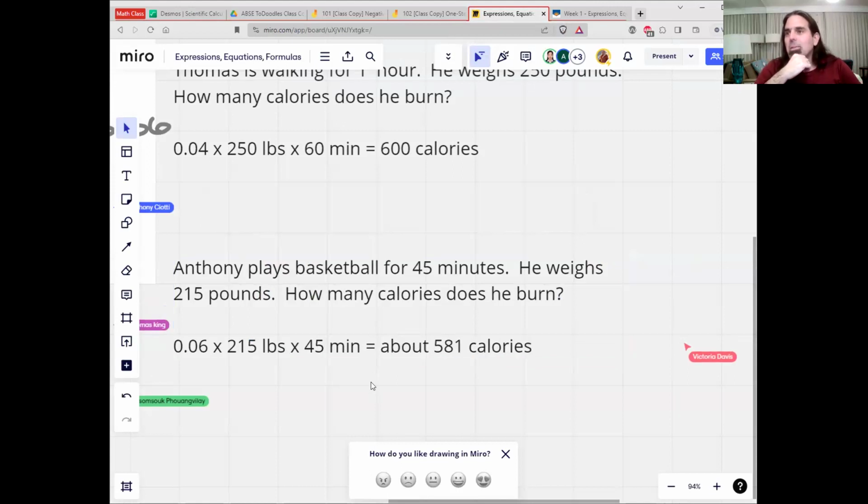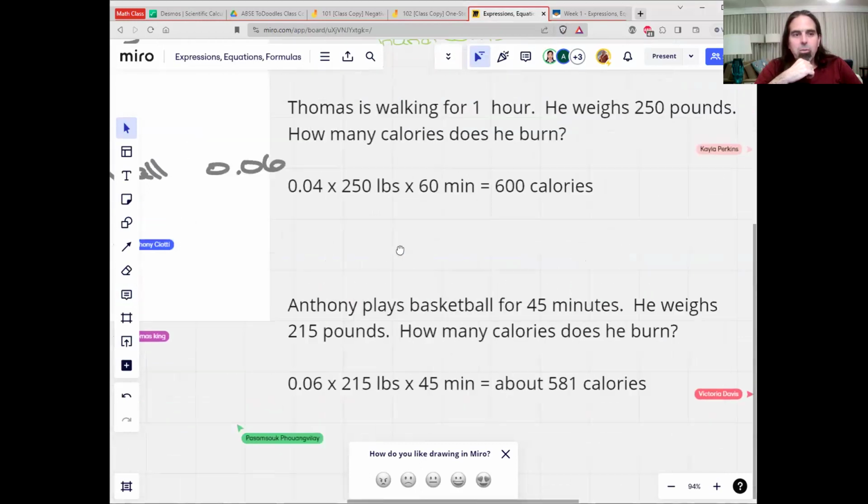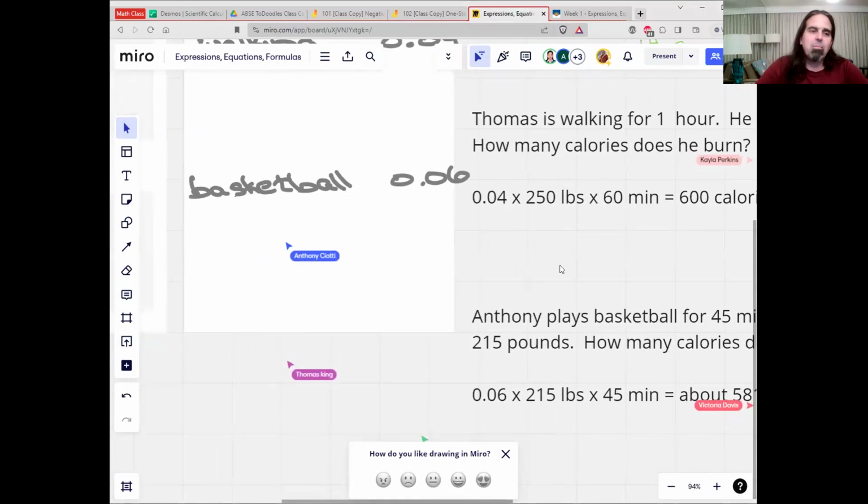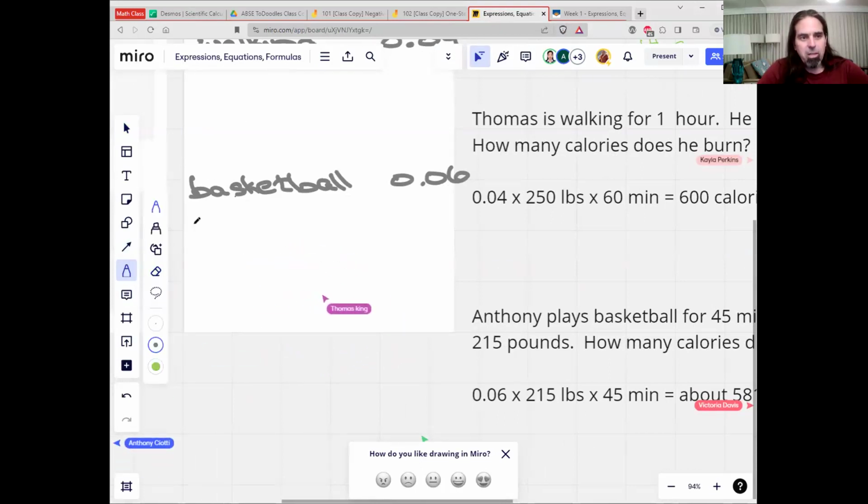Everyone okay so far? Now I'm going to get more tricky. So it's also true that dancing is about 0.06. Again, this isn't quite precise because there's lots of things that we call dancing. Maybe you're very intense, maybe you're barely moving.